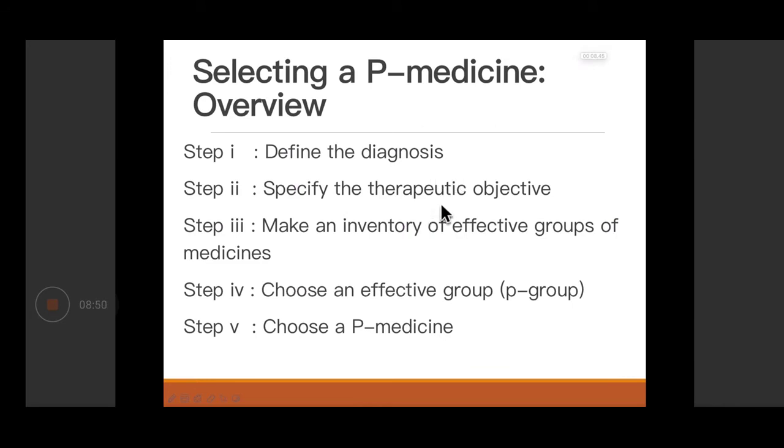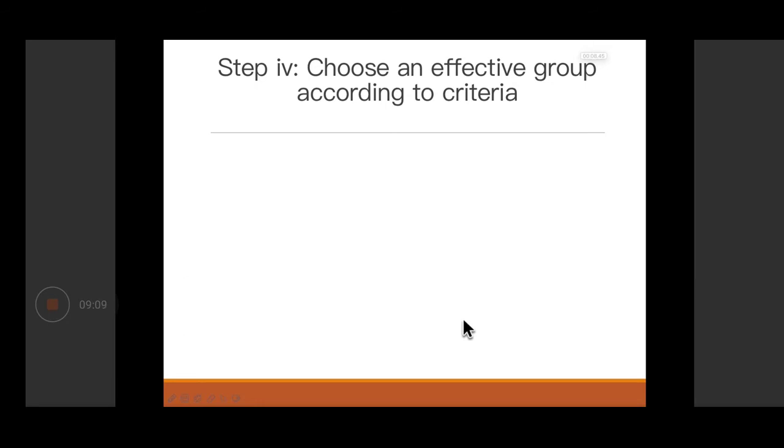So first of all, you have to do the diagnosis, define the objective, and make the inventory of the drugs or the groups of medicines which could be effective. Then first of all, you have the P group, and from the P group you have to have the P medicine. I hope you can understand. For any illness, there could be a group of medicines which could be effective. Now choose an effective group according to the criteria.